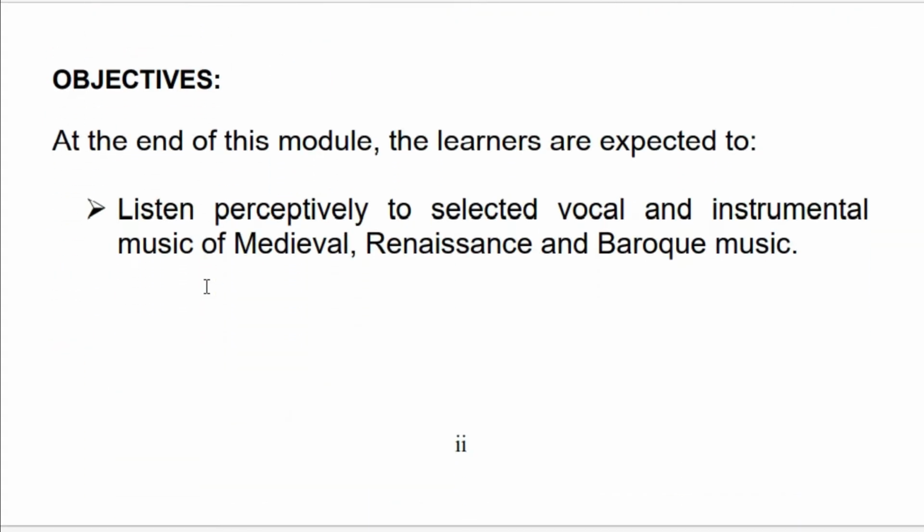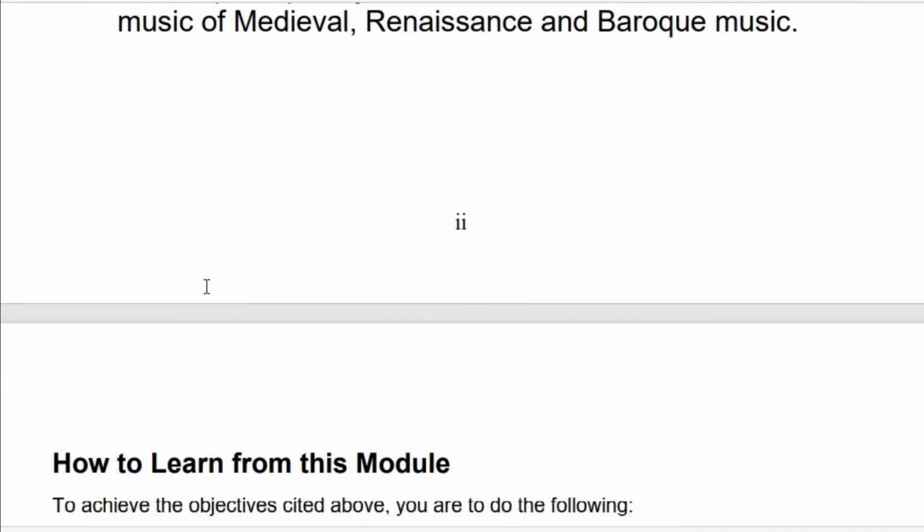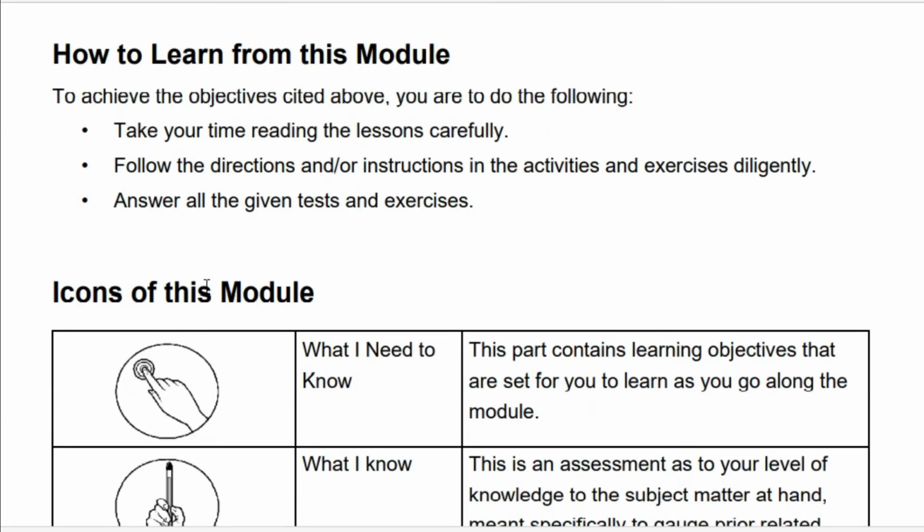Objectives. At the end of this module, the learners are expected to listen perceptively to selected vocal and instrumental music of medieval, Renaissance, and Baroque music. How to learn from this module. To achieve the objectives cited above, you are to do the following. Take your time reading the lessons carefully. Follow the directions and/or instructions in the activities and exercises diligently. Answer all the given tests and exercises.